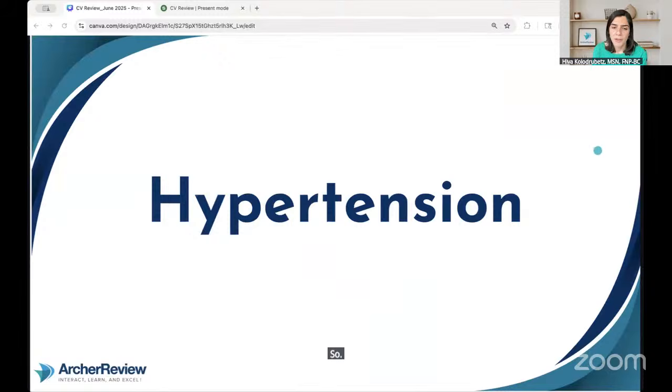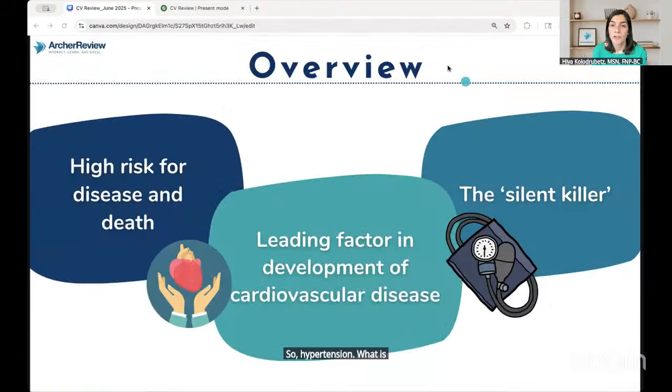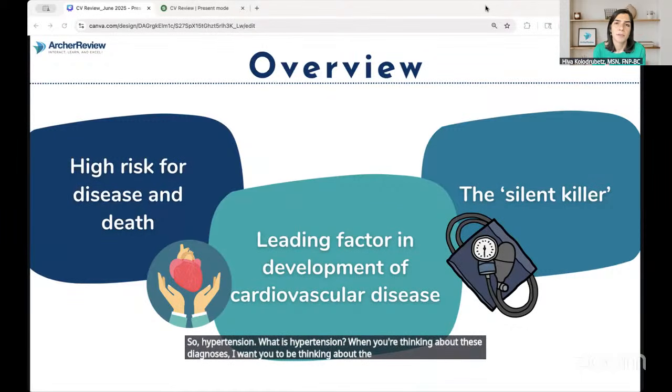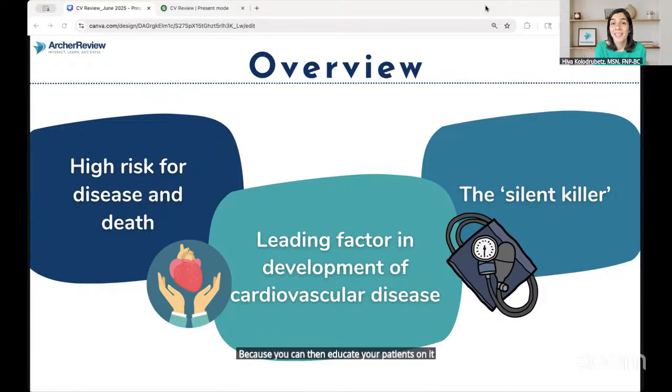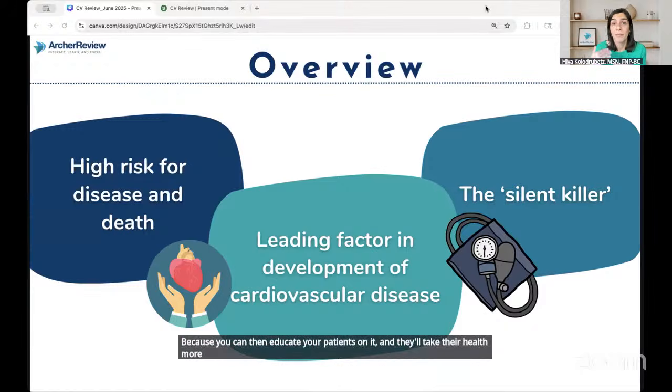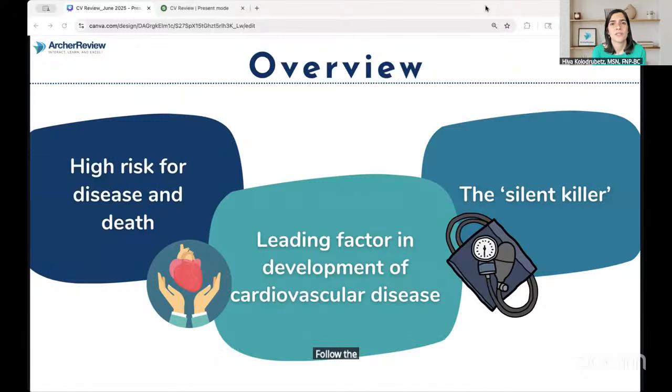So hypertension, what is hypertension? When you're thinking about these diagnoses, I want you to be thinking about the pathophysiology. What's happening with this patient? What's happening in their body? Because once you understand that, it's really helpful because you can then educate your patients on it and they'll take their health more seriously. It'll make them more active to follow the recommendations that you're making.